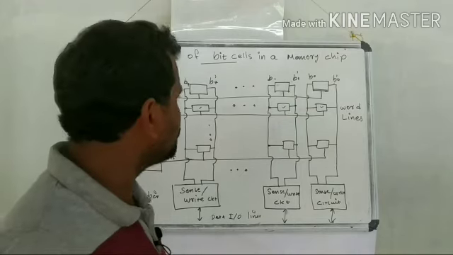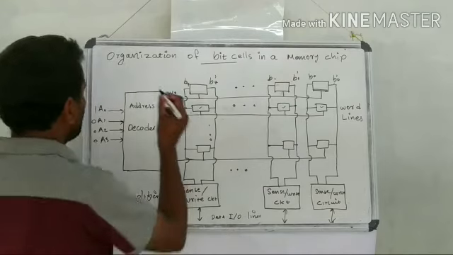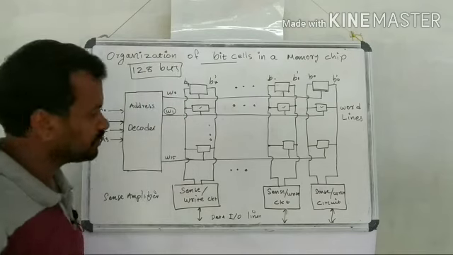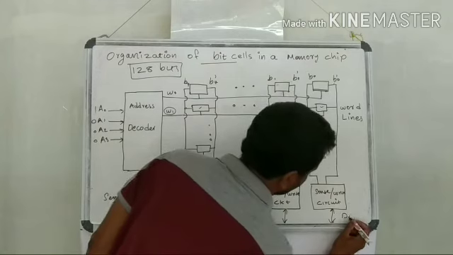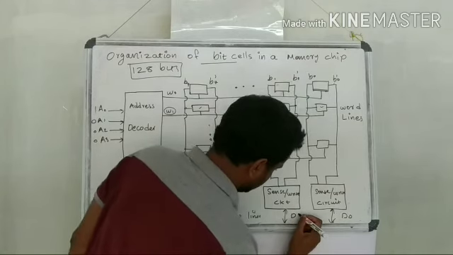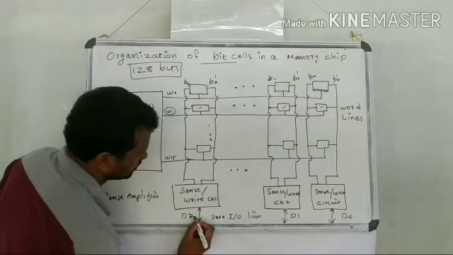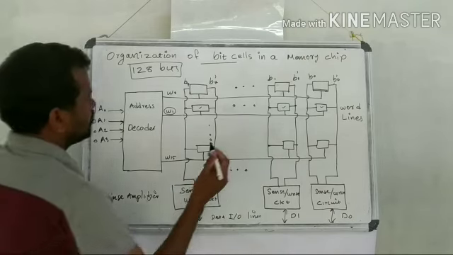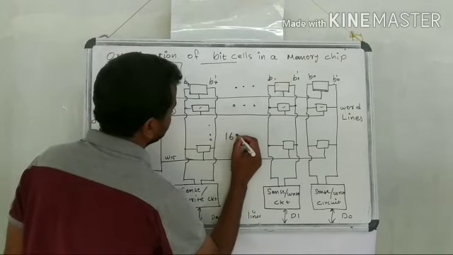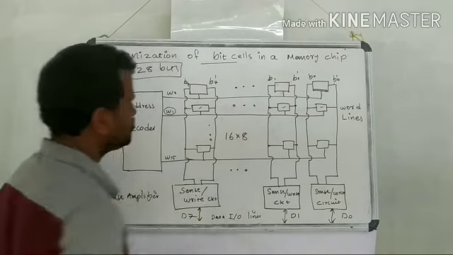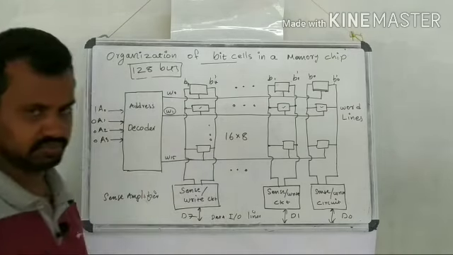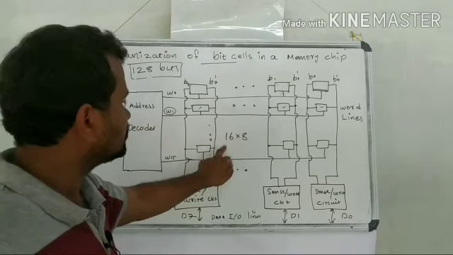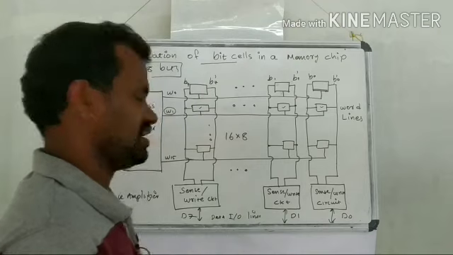This memory chip, or this memory organization, can store 128 bits. Here we have data lines D0, D1 up to D7. We have 8 data lines. This organization we will call a 16 into 8 organization of a 128-bit memory chip. So the total capacity is 128 bits and we have organized this memory as a 16 into 8 memory because we have 8 data lines.